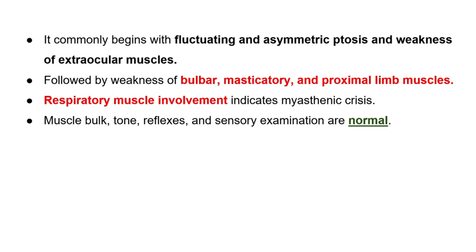It commonly begins with fluctuating, asymmetric ptosis and weakness of extraocular muscles, followed by weakness of bulbar, masticatory, and proximal limb muscles. Respiratory muscle involvement indicates myasthenic crisis. Muscle bulk, tone, reflexes, and sensory examination are normal.